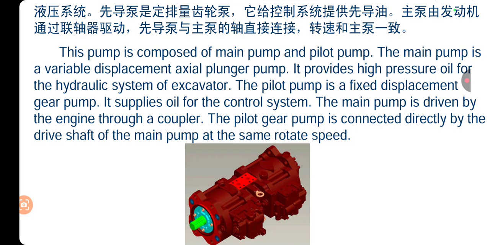It is fitted at the end of the pump after the rear main pump, and it has one driver gear and one driven gear. It gets oil from the tank, and most of the time its pressure is 30 kg per cm square. Okay, 30 kg per cm square, or you can say 3 megapascal. 1 megapascal is equal to 10 kg per cm square, and 1 kg per cm square is equal to 14.7 psi.